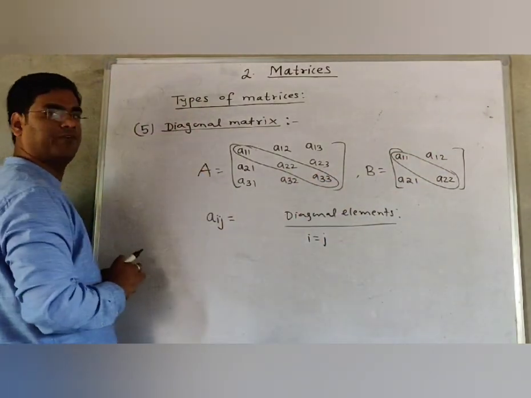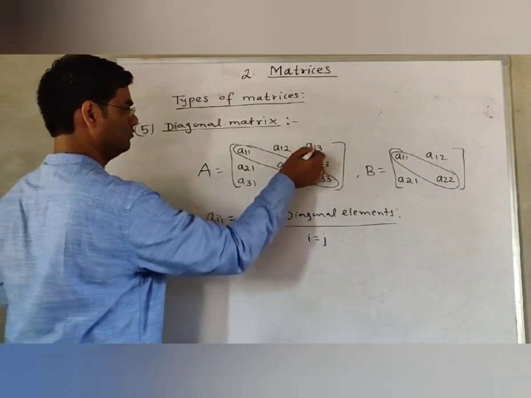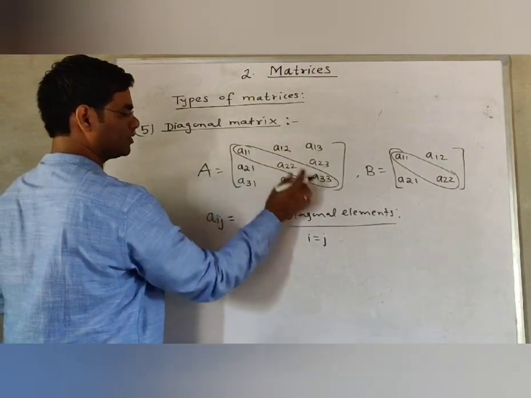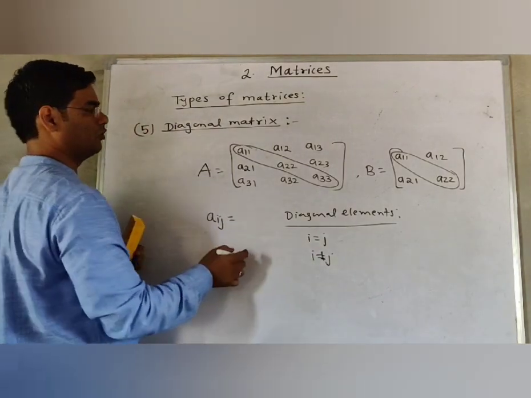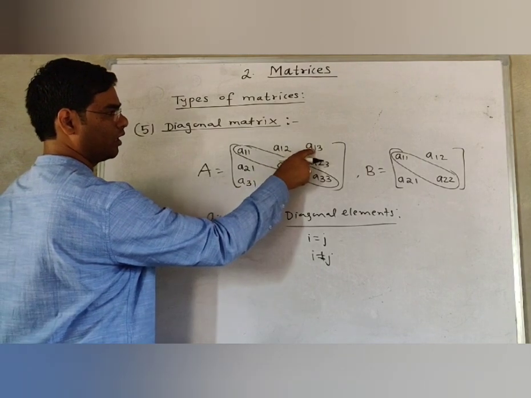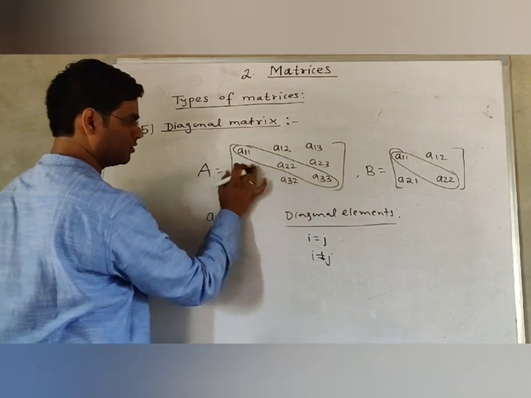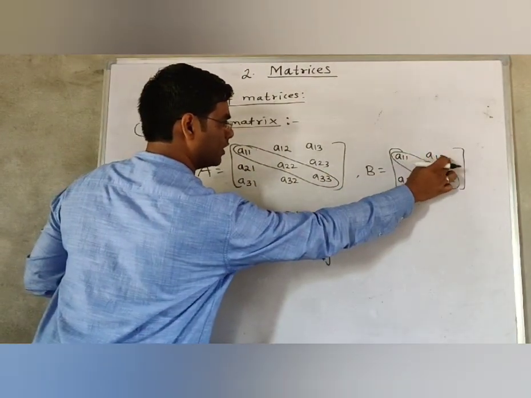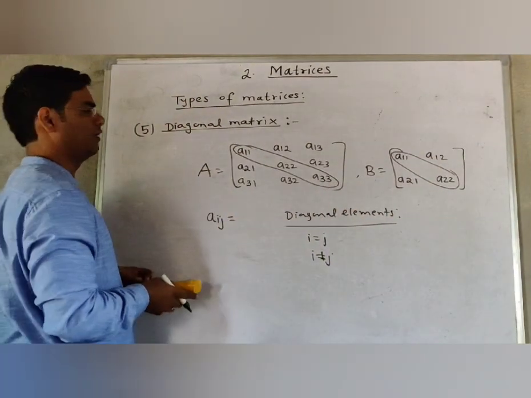Now let us see the definition of a diagonal matrix. A diagonal matrix is a matrix in which all the non-diagonal elements are 0. Now, what are non-diagonal elements? Those in which i is not equal to j. The elements in which i is not equal to j are known as non-diagonal elements. Here i equals 1, j equals 2; i equals 1, j equals 3; i equals 2, j equals 3. Therefore, these three elements, in total 6 elements, are known as non-diagonal elements. And here i equals 1, j equals 2 and i equals 2, j equals 1. These two elements are known as non-diagonal elements.